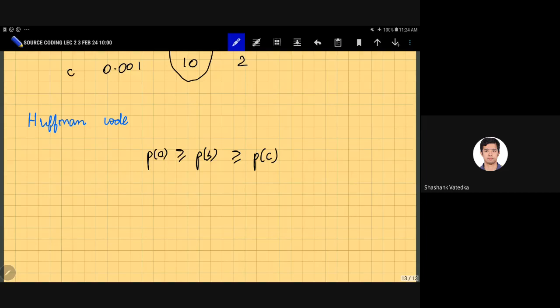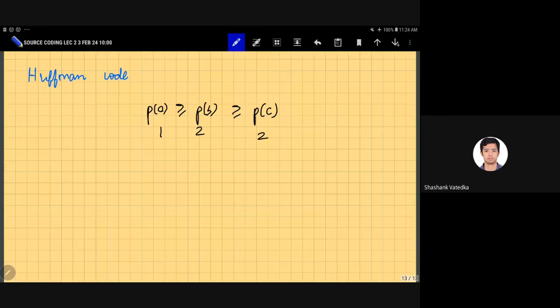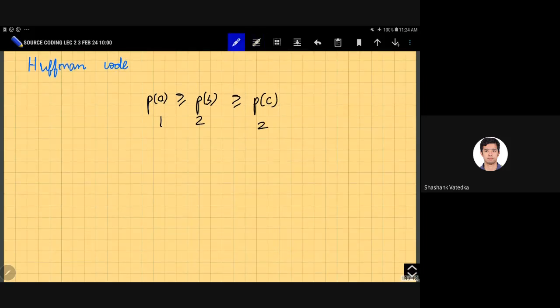It would be 1, 2, 2, right? So 1, 2, and 2. Any other choice would give you a larger expected length, right? Another basic idea is that if you have two symbols with the least probability, then these two should get the same code word length. All right. So the Huffman code is basically the Huffman coding algorithm.